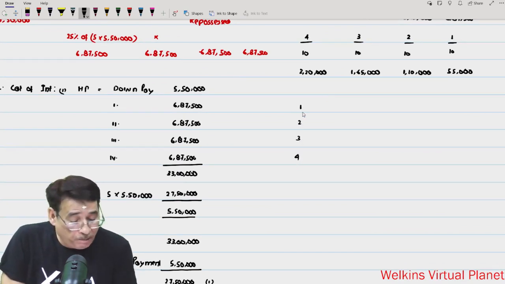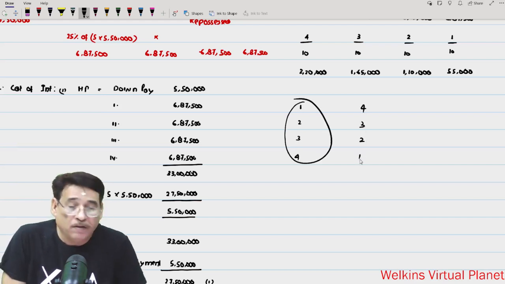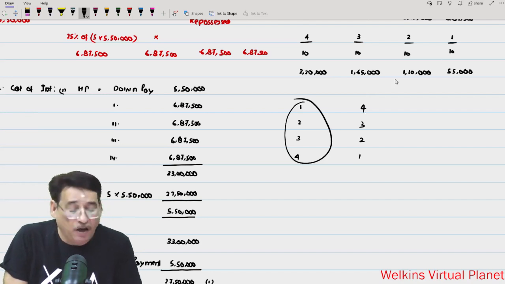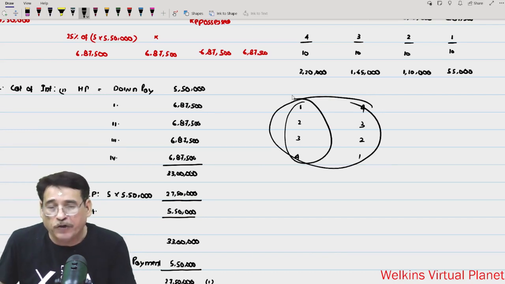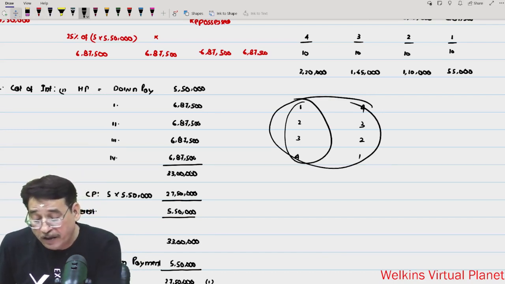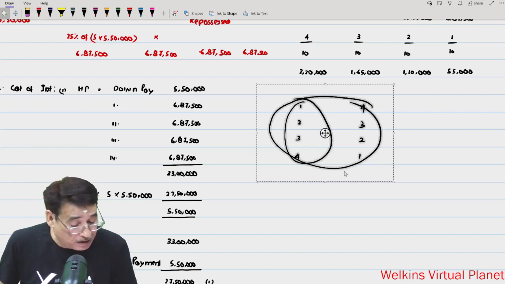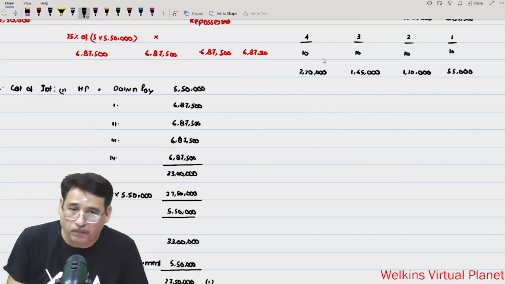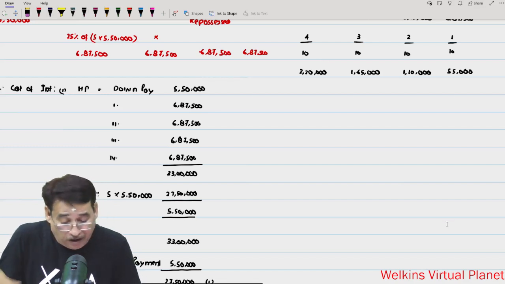Correct? You simply reverse these installments. You write 4, 3, 2, 1. And in this ratio, you allocate the interest. In this ratio, it's 4:3:2:1. But you can apply this shortcut approach only when the amount of installment is the same. Otherwise, if the amount of installment differs, then you will have to find out the balances first. Correct? So, now we have determined the interest.